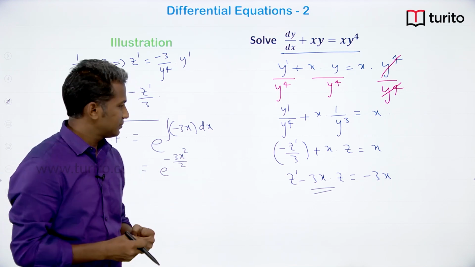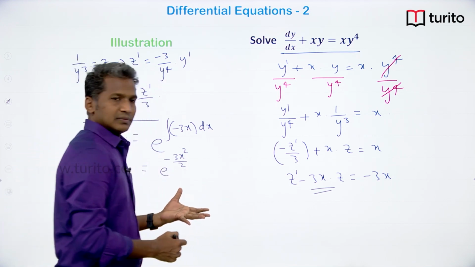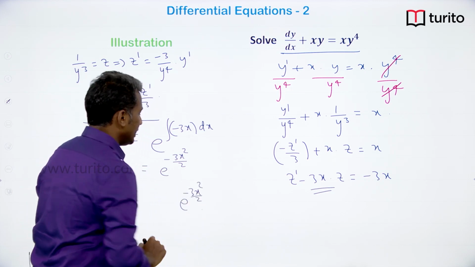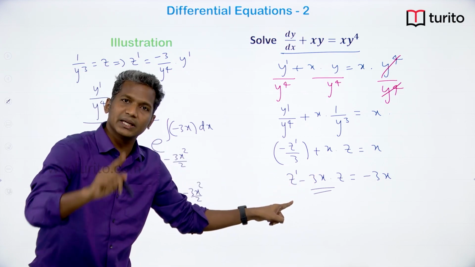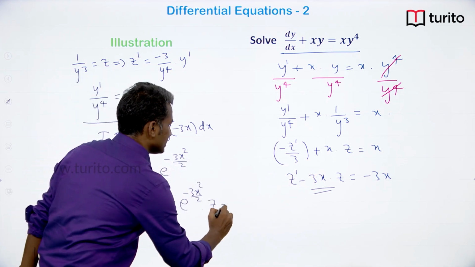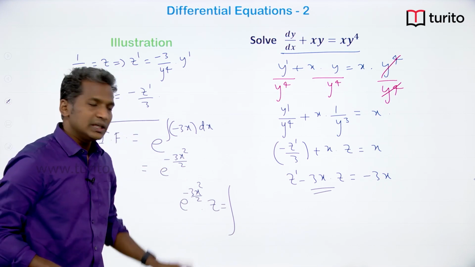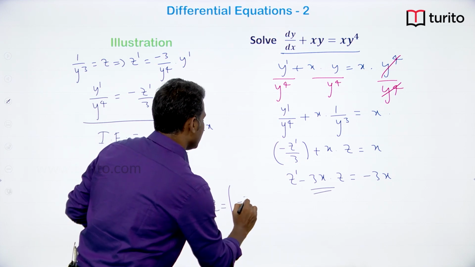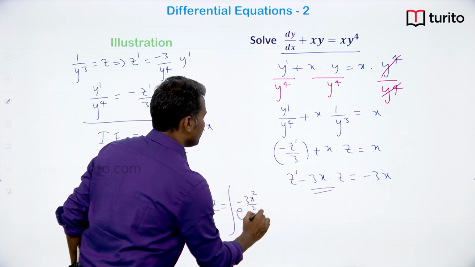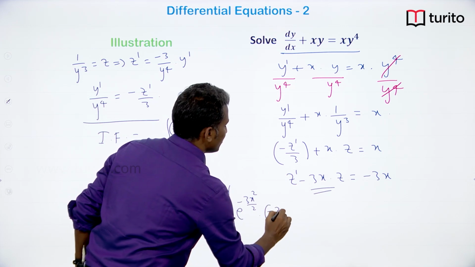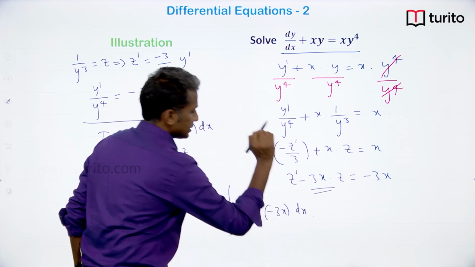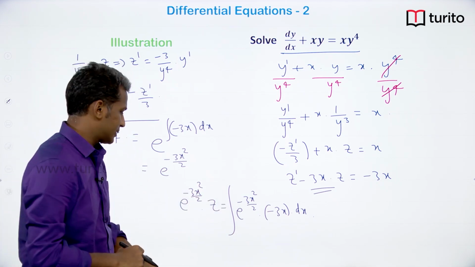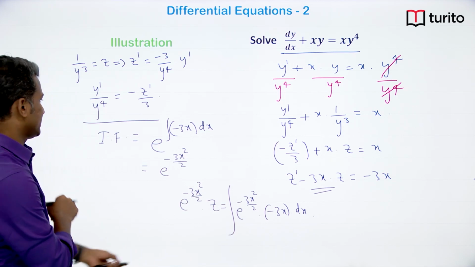What is the next step? Next step is direct, that is integrating factor into what is our dependent variable here? It is z, into z is equal to integral of integrating factor into RHS. So integrating factor is e power minus 3x square by 2 into what is RHS? Minus 3x into dx. That is it. Okay. Now further we have to solve this using our regular ideas. So let us solve it in the next page.